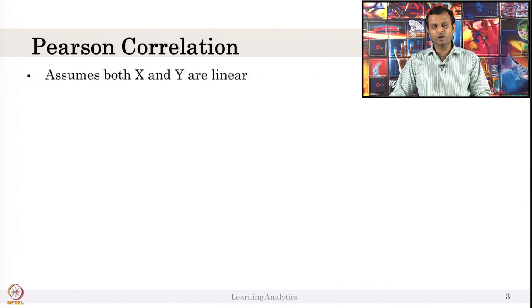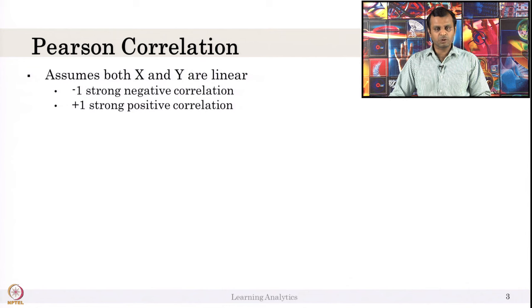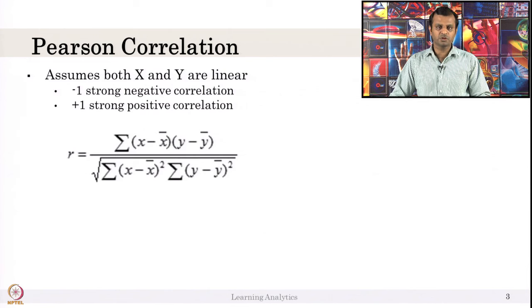Assume that both x and y are linear. This assumption that x and y have a linear relationship is very important. The Pearson correlation gives a value from minus 1 to plus 1. Minus 1 indicates strong negative correlation, plus 1 indicates strong positive correlation. If it is 0, there is absolutely no correlation. The Pearson correlation coefficient is computed using this formula. I thought of explaining this formula, but it is not needed. It can be simplified and you can compute the Pearson correlation coefficient easily using different tools available, or free tools on the web.